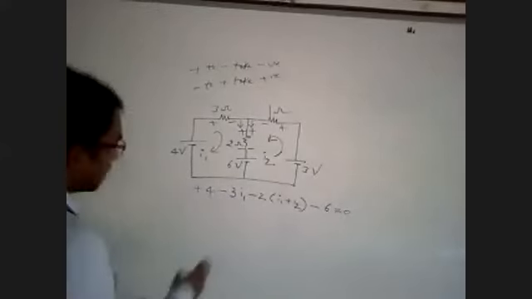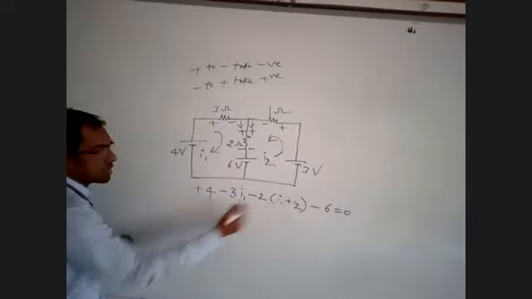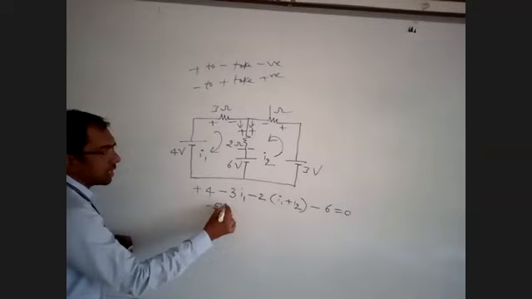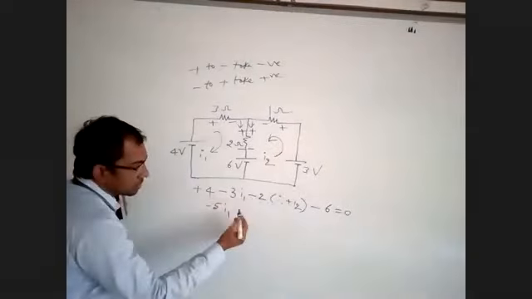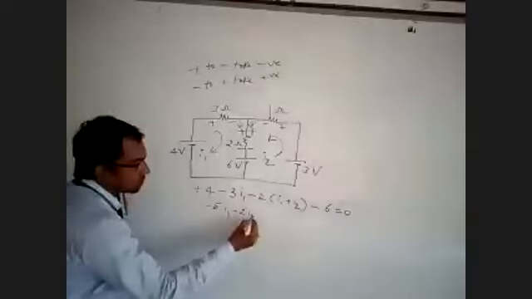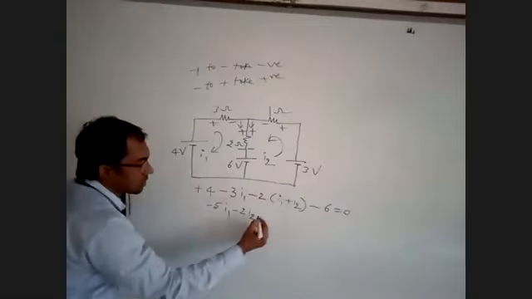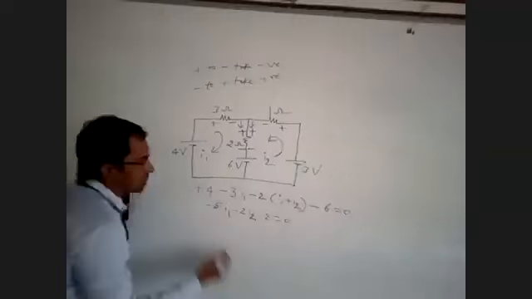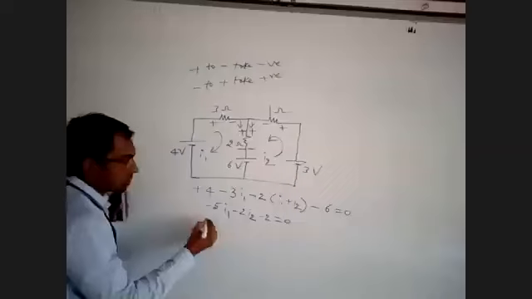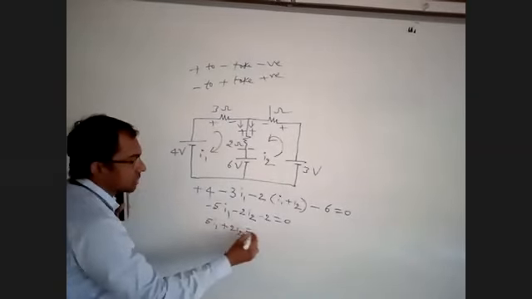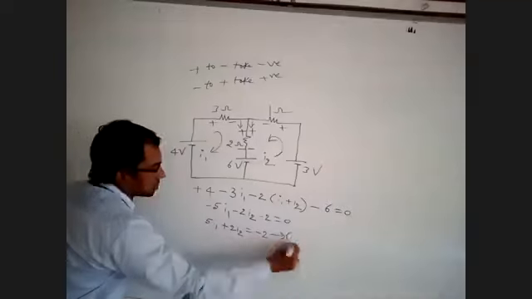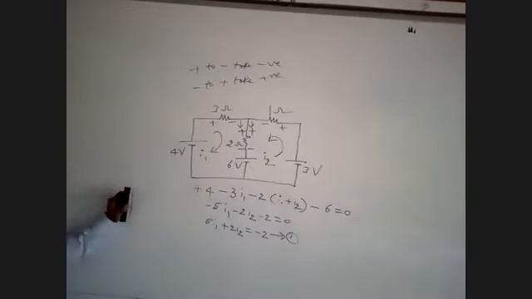Now simplify this. Bring all the I1 terms: minus 3I1, minus 2I1, that is minus 5I1. Next, minus 2I2. Then 4 minus 6 minus 2 is equal to 0. Now make I1 positive. That is 5 I1 plus 2 I2 is equal to minus 5. The 2 moves to the other side and becomes minus 2. This is your first loop equation.